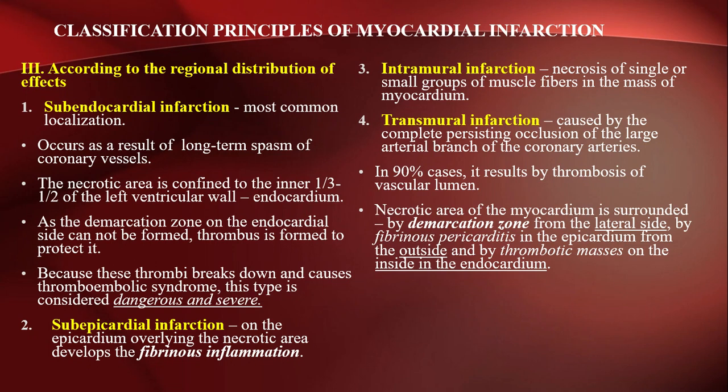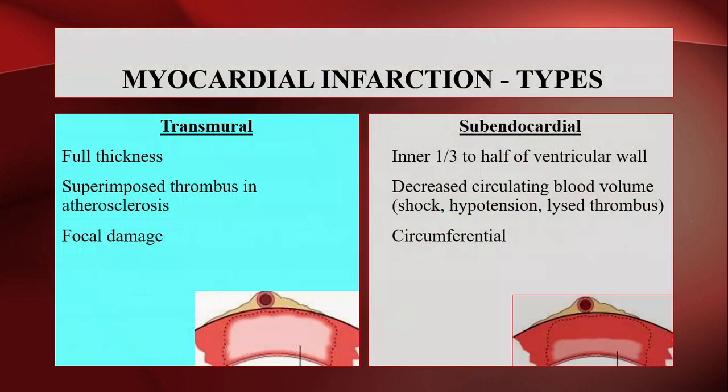In 90% of cases, it results from thrombosis of the vascular lumen. The necrotic area of the myocardium in transmural infarction is surrounded by the demarcation zone from the lateral side, by fibrinous pericarditis in the epicardium from the outside, and by thrombotic masses on the inside in the endocardium. Here you see the subendocardial and transmural infarction.